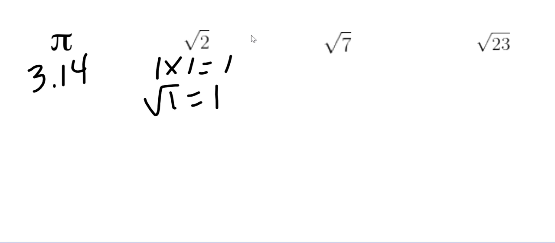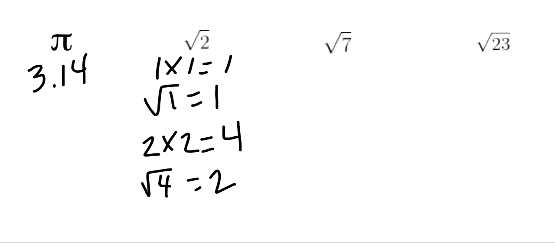I need an approximation. So let's go up to one more multiplication fact. What's 2 times 2? I know 2 times 2 is 4, so that in turn means the square root of 4 equals 2. Okay, square root of 4 has to be bigger than the square root of 2 because 4 is bigger than 2. So that means that the square root of 2 has to be less than 2. So square root of 2 has to be somewhere in between 1 and 2.